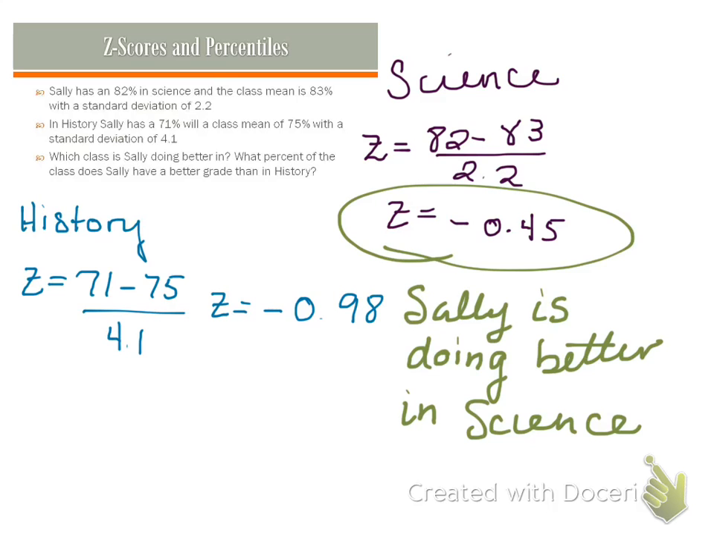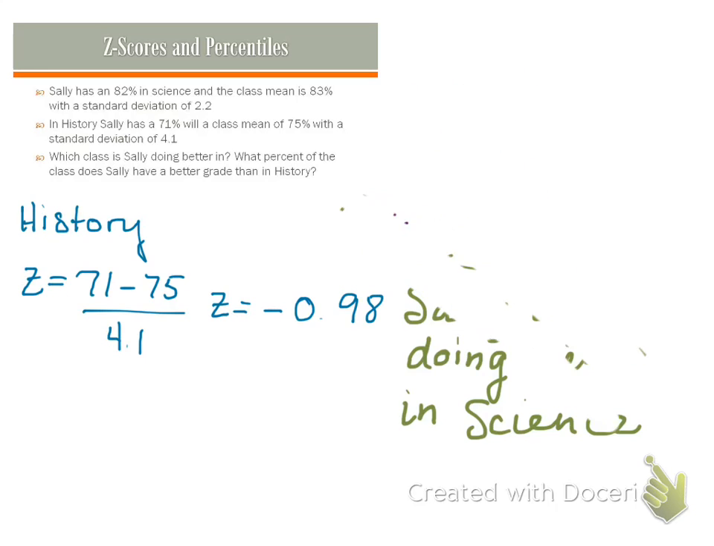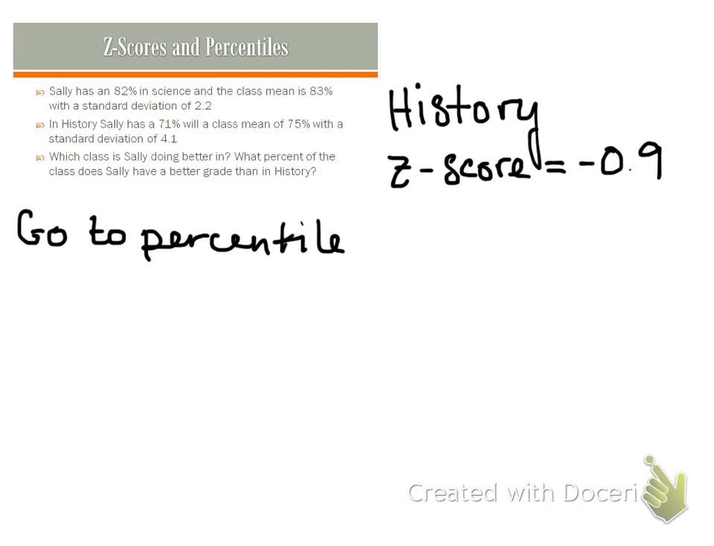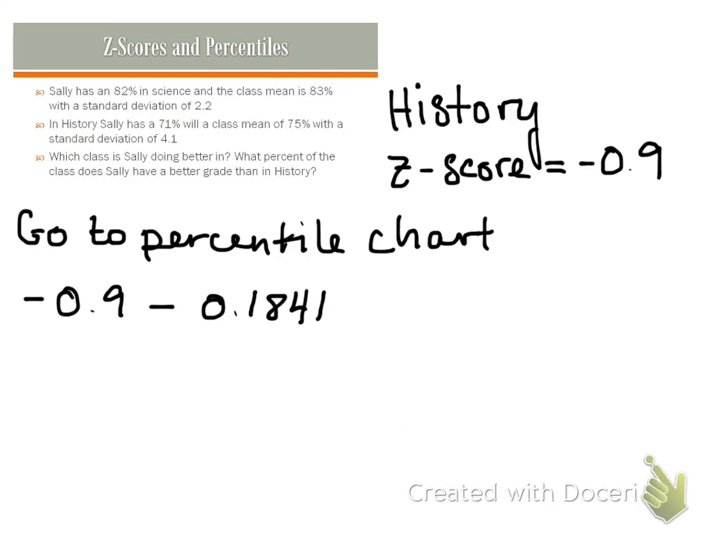Okay, to look at percentiles, we're going to look at the history percentile, which is the first thing we need to do is look at her z-score of negative 0.9. So I don't have the chart up here, but you want to go to the percentile chart. On the left column, you're going to find negative 0.9. To the right of it gives you the percentile, and it says 0.1841.